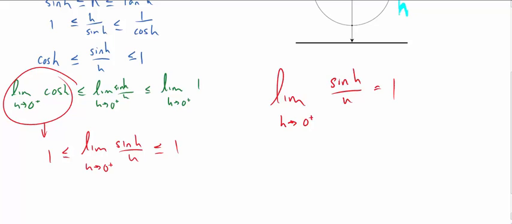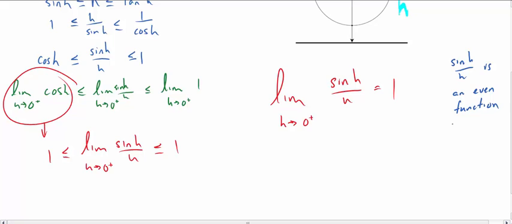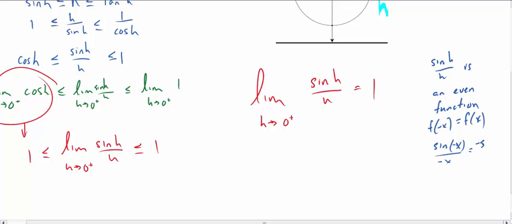But what about from the other side? We actually don't have to do a lot of work here because we know that sine of h over h is an even function. What does that mean? Well, let's review. That means that f of negative x is equal to f of x. If we were to substitute negative x here, sine of negative x over negative x is equal to negative sine x over negative x. And then the negatives would divide out. We're left with sine x over x.